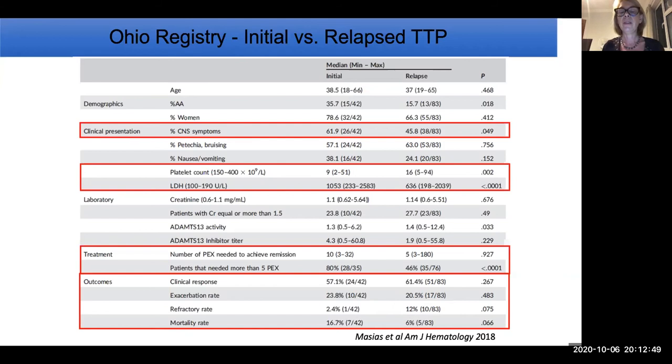So, in summary, you may have milder symptoms if you present with a relapse, but it cannot be guaranteed, and we cannot take for granted the response rate. So we have to treat all relapses as if it was the initial episode.